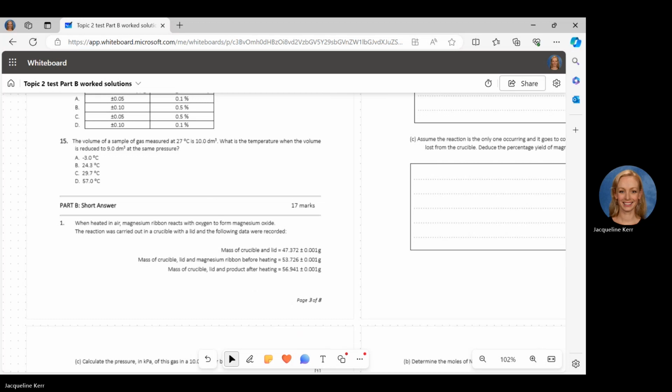Let's go through the test, just focusing on part B, the short answer. We'll work through a couple of solutions and you can pause the video at any point if you need to.